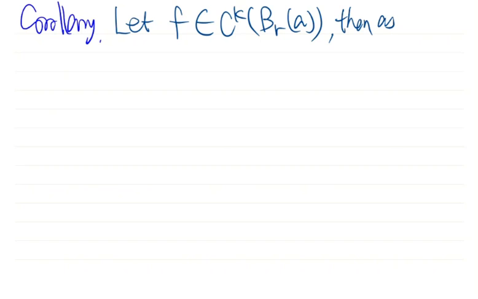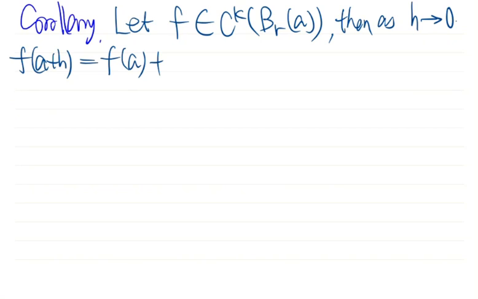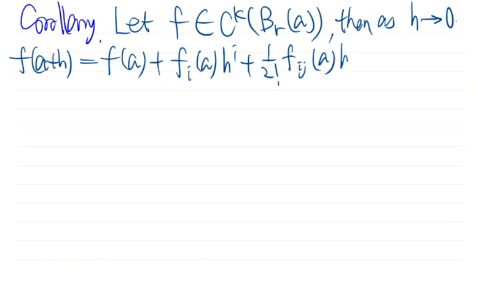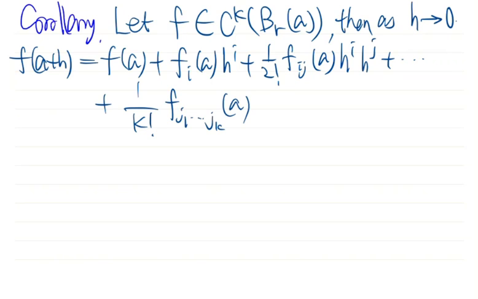Then, as h goes to 0, f of a plus h equals f of a plus f i of a h i, plus one over 2 f i j of a h i h j, plus up to one over k factorial f j1 jk of a h j1 up to h jk, plus a remainder term we denote by little o of the k-th power of the norm of h.